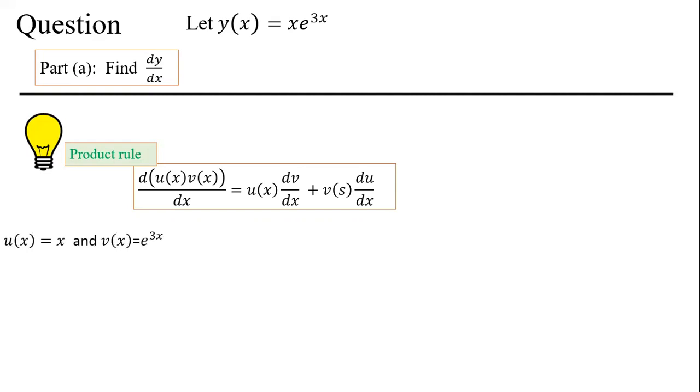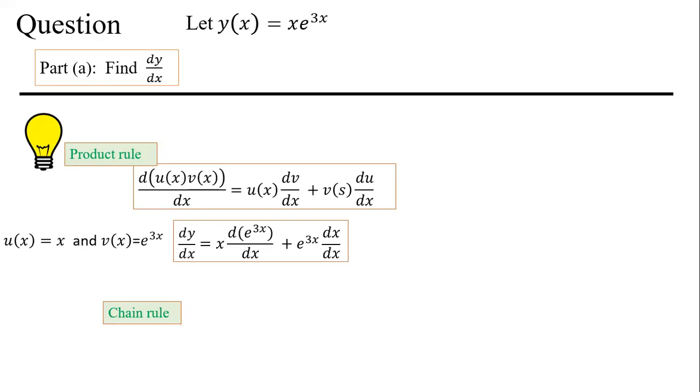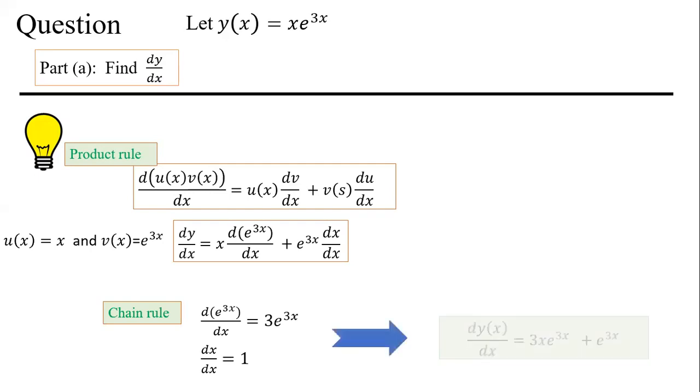So now we need to calculate the individual function derivatives. For dv over dx, using the chain rule, we can obtain 3 e to the power of 3x, and du over dx is 1, because u is x. So just substitute these two into the overall dy over dx. We can get that dy over dx is 3 multiplied by x multiplied by e to the power of 3x plus e to the power of 3x.